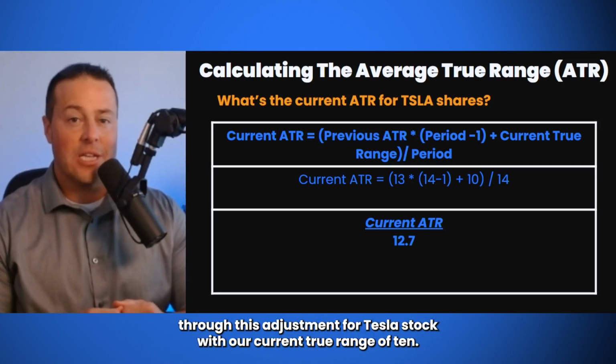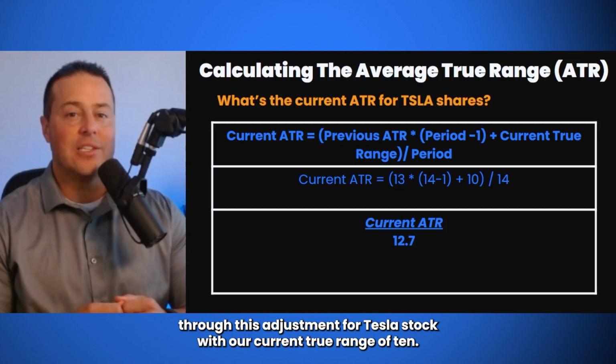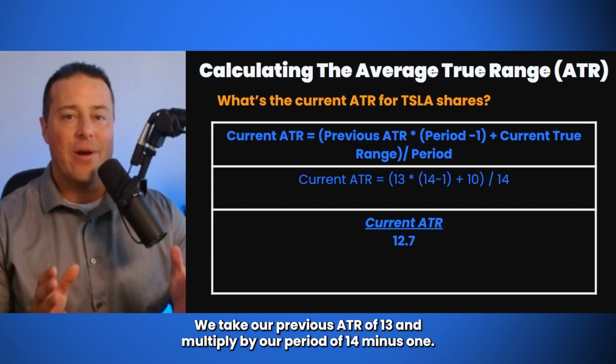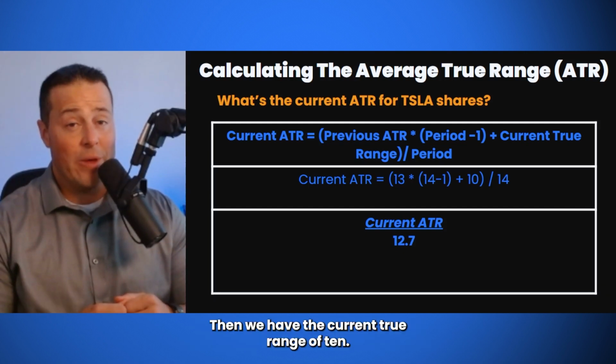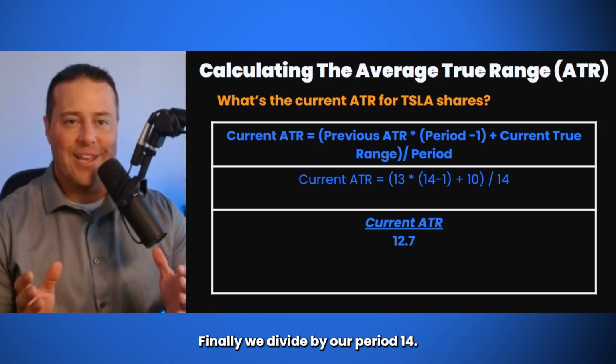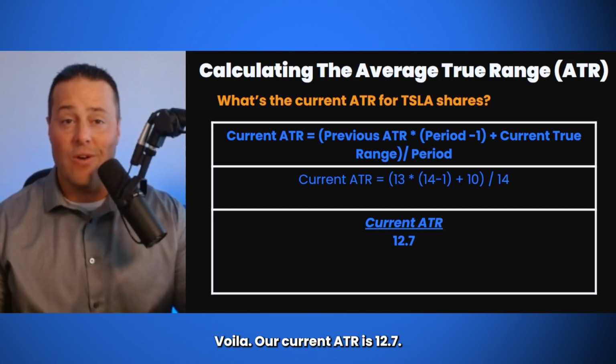Let's walk through this adjustment for Tesla stock with our current true range of 10. We take our previous ATR of 13 and multiply by our period of 14 minus 1. Then we add the current true range of 10. Finally, we divide by our period, 14. Voila, our current ATR is 12.7.